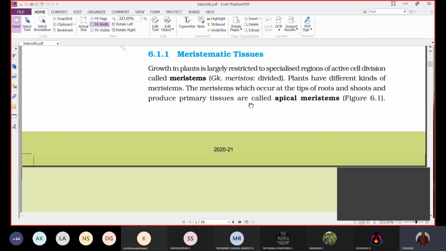And this growth, which occurs throughout their life, is mainly because of the presence of the apical meristem. The meristems which occur at the tip of the roots and shoots and produce primary tissues are called apical meristems.